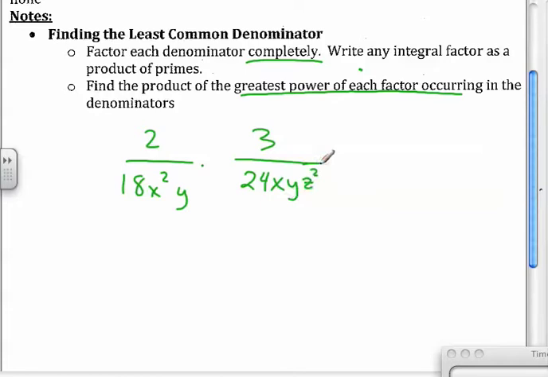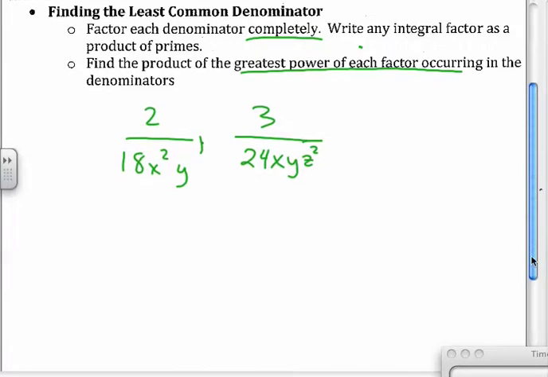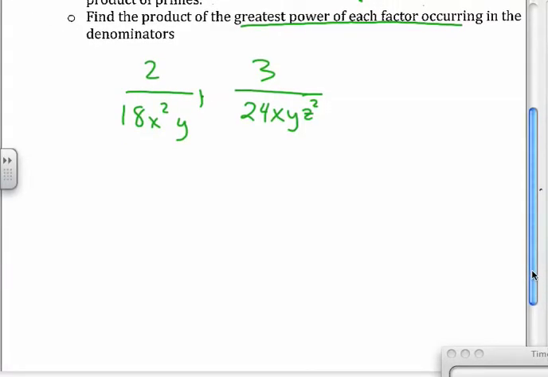Okay? Now, guys, I'm looking at these denominators. I'm not multiplying them. I have two fractions. And I want to find out what their common denominator is. Now I want you to think about this for a second. I'm going to take this first one, 18x squared y, and I'm going to factor it. So I'm going to take 18, that's 2 times 9, and that's 3 times 3. So I've got 2 times 3 times 3 times x times y. That's as much as I can break that denominator down.